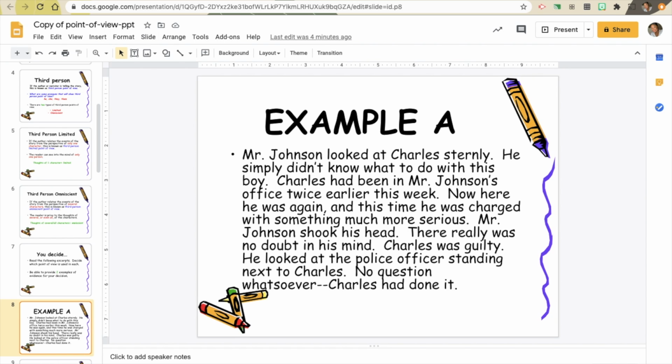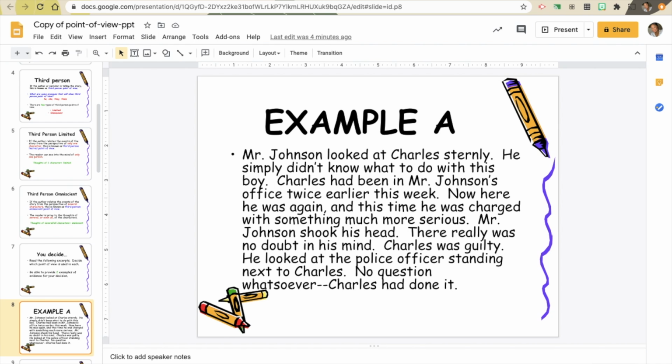Mr. Johnson looked at Charles sternly. If you have a stern look on your face, that means you are very, very serious about what you're getting ready to say. He simply didn't know what to do with this boy. Charles had been in Mr. Johnson's office twice earlier this week. Now here he was again, and this time he was charged with something much more serious.